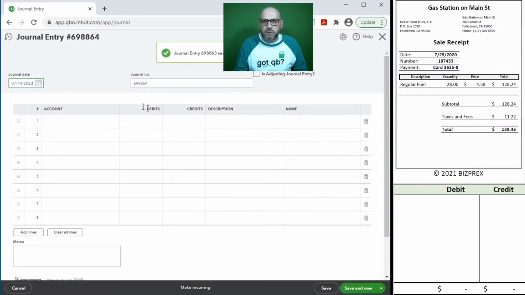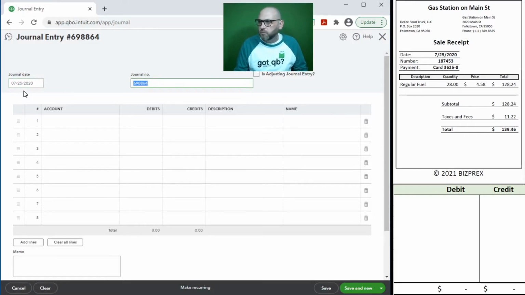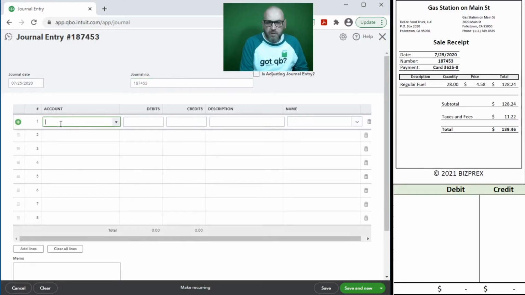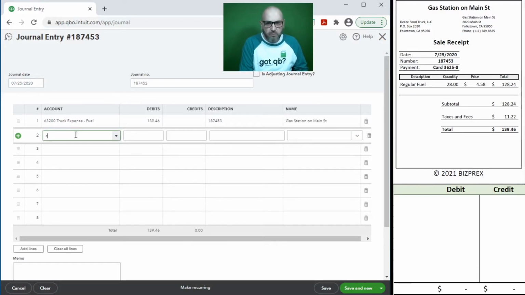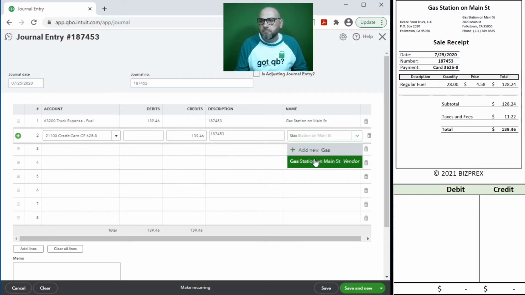Okay, next one is pretty much identical, just a different date. Expenses, fuel, just like before, right? Goes up when debited. Just make sure we got the correct amount. And then our credit card right here. Okay, we got our debits and credits. Everything is good to go. Dates are fine. All right, let's book it.